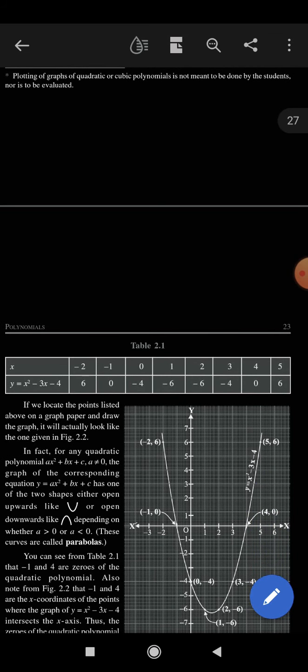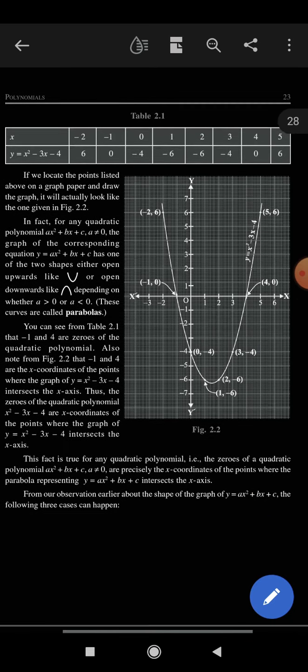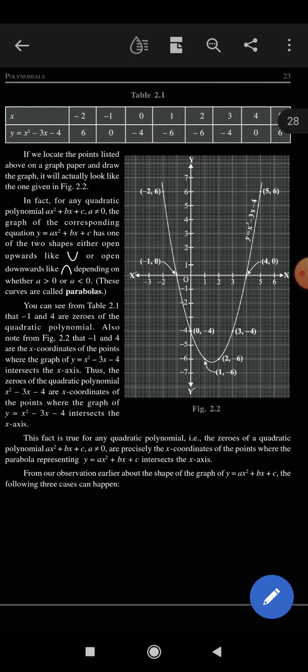Plotting the graph of a quadratic or cubic polynomial is not meant to be done by the student, nor is it to be evaluated. So here, if we put x values -2, -1, 0, 1, 2, 3, 4, 5, then by the equation x square minus 3x minus 4, the values of y come 6, 0, -4, -6, -6, -4, 0, 6 respectively. If we locate the points listed above on a graph and draw the graph, it will actually look like the one given in figure 2.2.